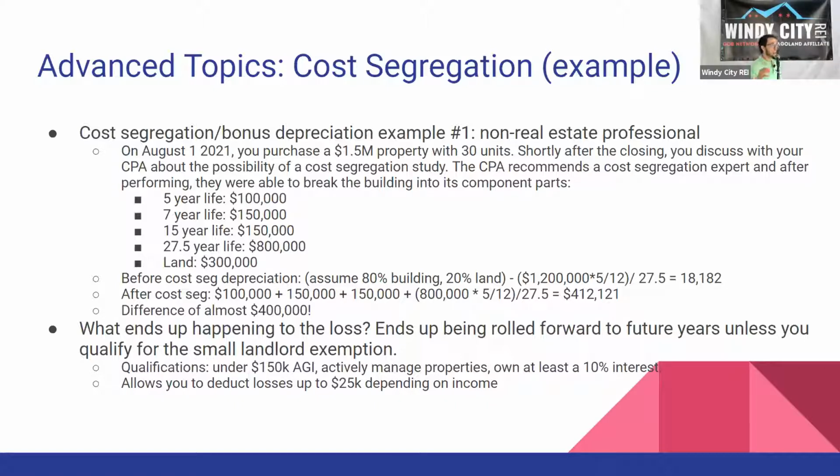However, with cost segregation and bonus depreciation, if you do it in 2021 or 2022, you could in theory get all the 5-year life, all the 7-year life, and all of the 15-year life, all in year 1, plus most of what you already would have gotten from the other 27.5-year life. So in effect, the difference is like $400,000 because you're able to just push that off in year 1.